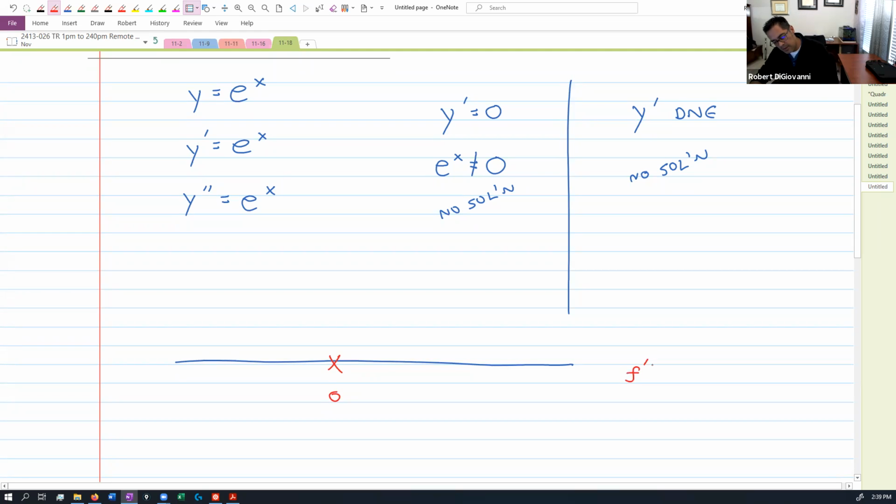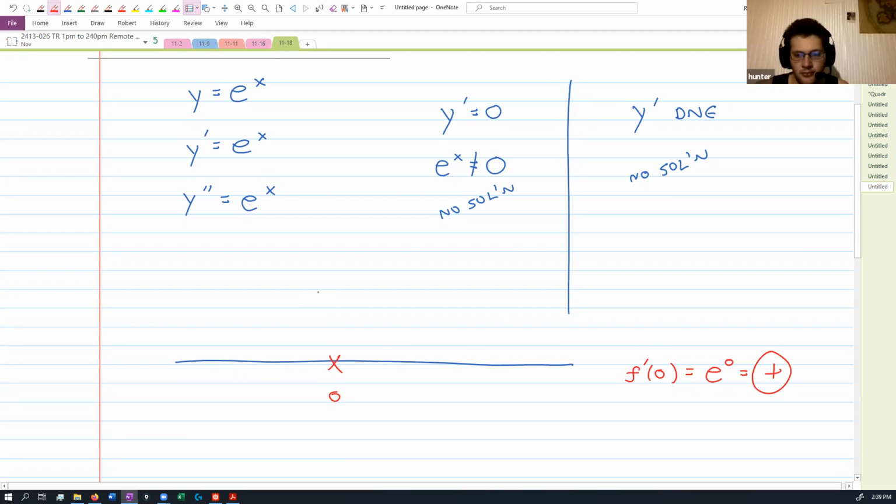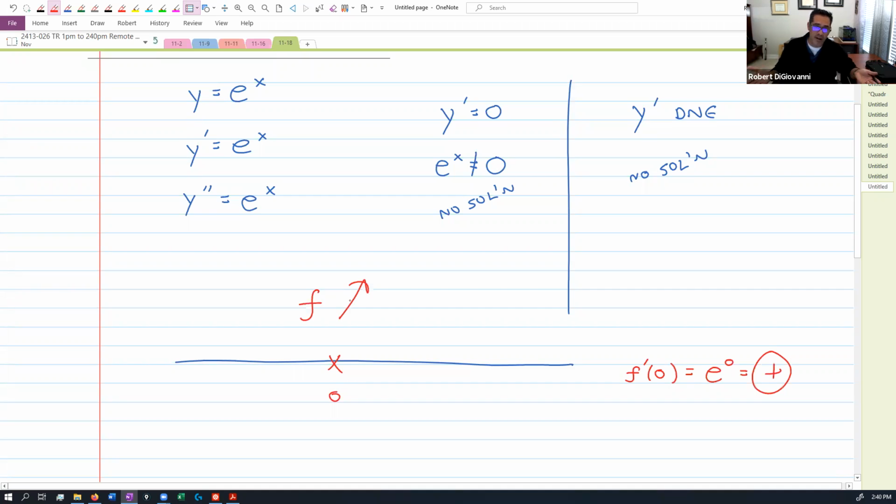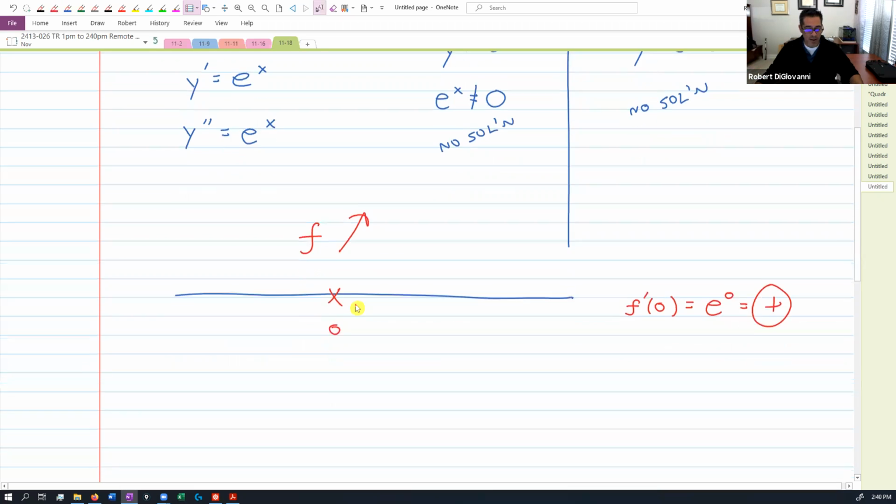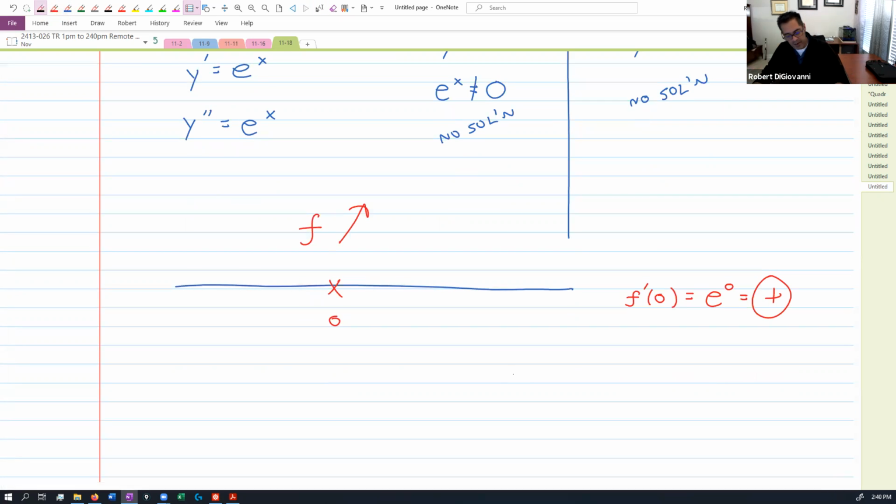Let me plug that into the derivative. So if I plug 0 into this, you get e to the 0. What's e to the 0? Well, positive, right? So that tells me that my function is going up here. And not only there, everywhere, right? It's always going up.